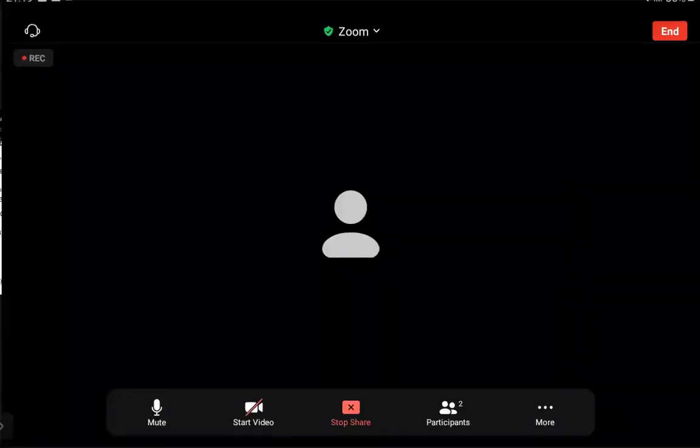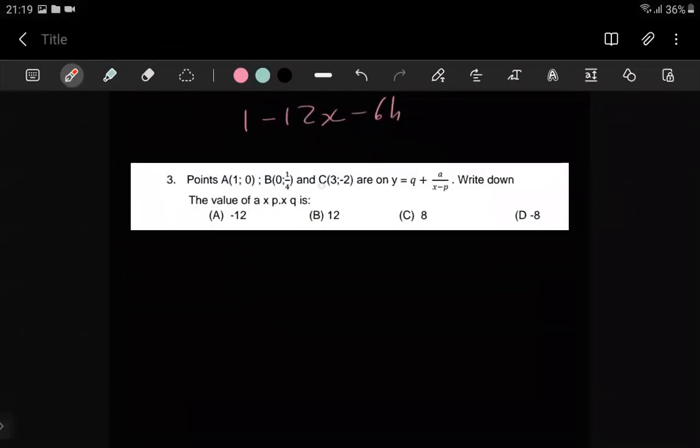It says here, points A, B, and C are on this. What kind of a graph is this? That's a hyperbola. Yes, it's a hyperbola, even though the format is just scrambled. It's still a hyperbola because this is the format of a hyperbola. They gave us 3 coordinates. Then they say write down the values of A.